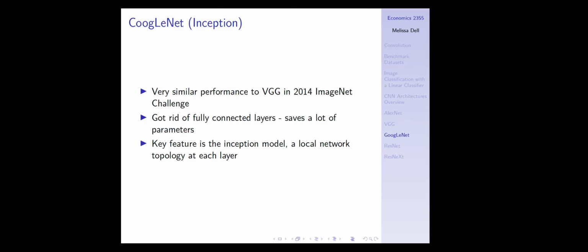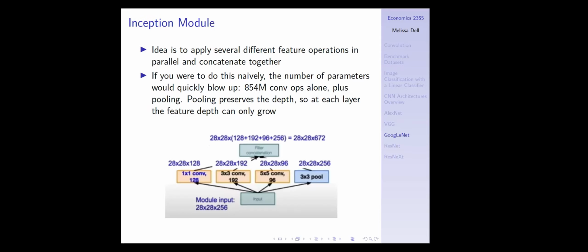And then the other key feature is what they call the inception model, which is why this is oftentimes also referred to as Inception, which is a local network topology at each layer. And so the idea here is to apply several different feature operations in parallel and then concatenate them together.